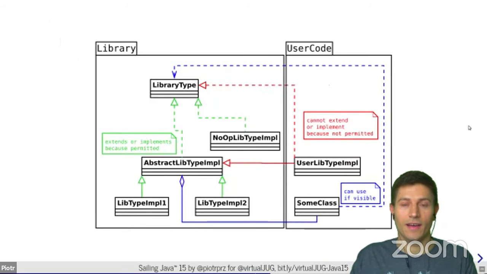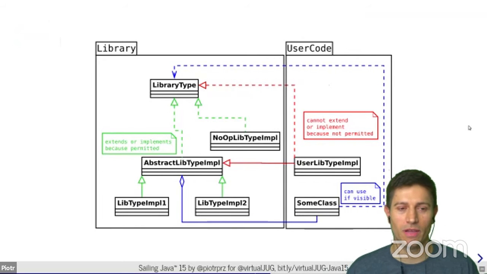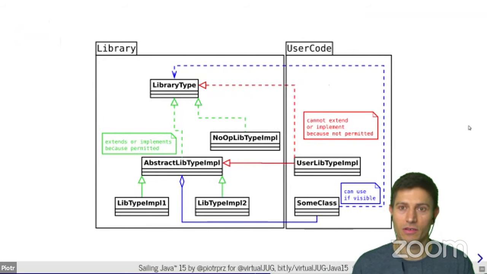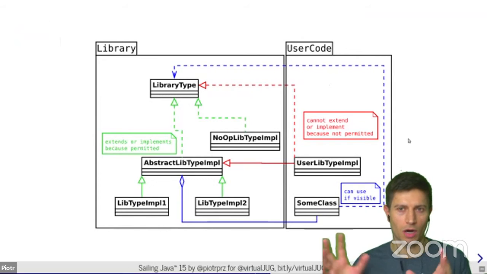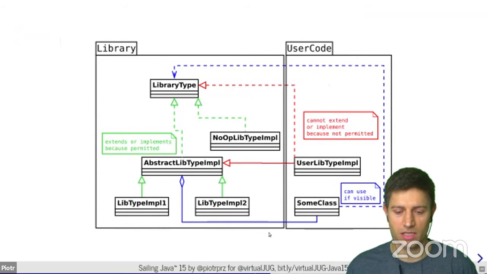Okay, so this is a piece of UML. I'm not using UML frequently, but for this very occasion, it's perfectly fine, I think. So let's take a look with me at this UML. We have basically two artifacts, or two jars, or two projects, if you will. So this is a library, and this is user code, like somebody is using our library.